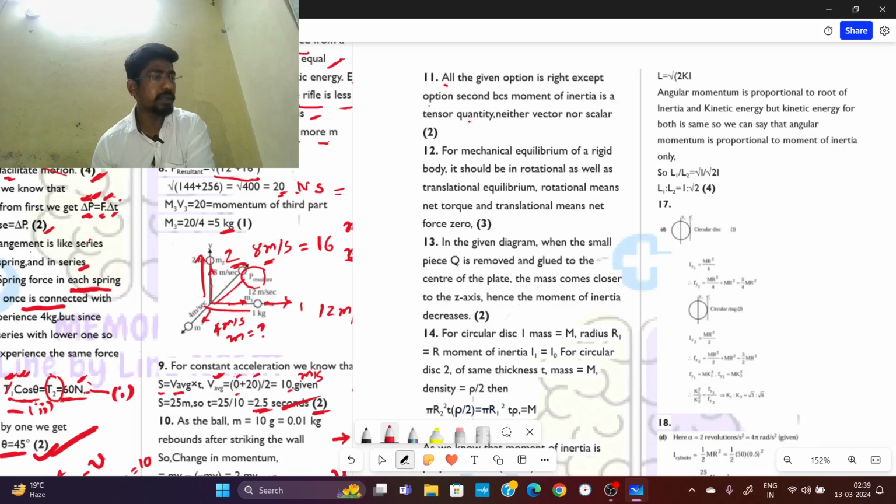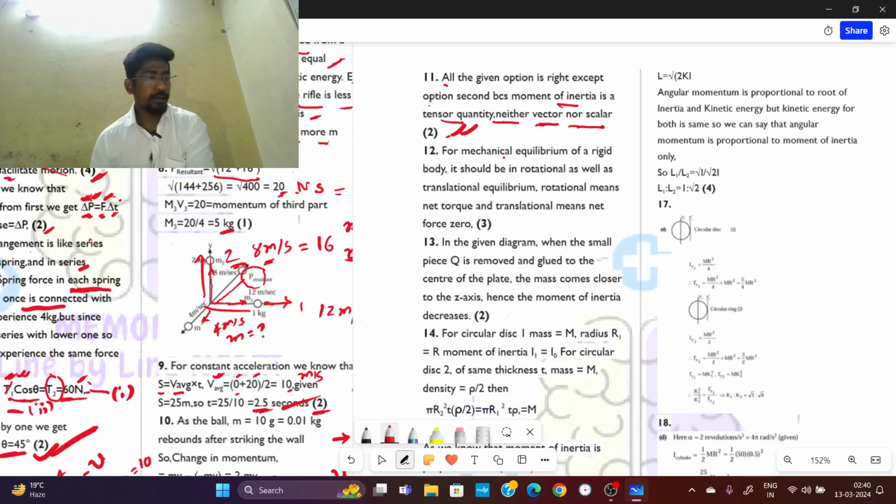in the second option, it is said that moment of inertia is a scalar quantity. As we all know, moment of inertia is a tensor quantity, neither vector nor scalar. So therefore, option 2 is correct, because you have to choose the wrong statement, as moment of inertia is a tensor quantity. Therefore, it can neither be vector nor be scalar. So therefore, option 2 is correct.